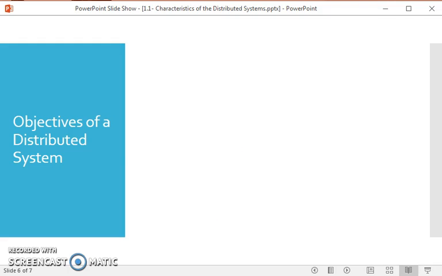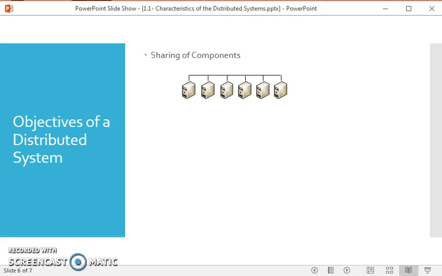Another objective of a distributed system is the sharing of components. Basically, because all of the computers are connected to a network, not only computers can be connected to a network. We can add additional devices that can then be shared between all of them through the network. For example, we can extend our network and add a printer. That printer can be shared between all of the different computers, and all of them can print on one single printer without problem, sharing the resources between all of them.